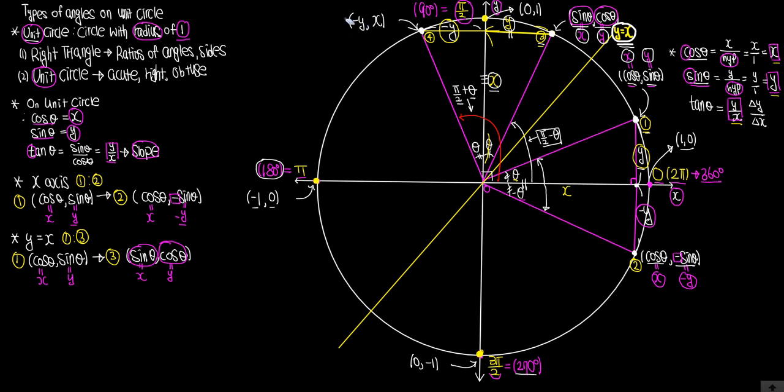But we already know that in terms of the trig functions cosine and sine, we can convert it as negative sine theta, comma, cosine theta for this coordinate. And we can see that from the original sine theta, it has been converted to negative sine theta.